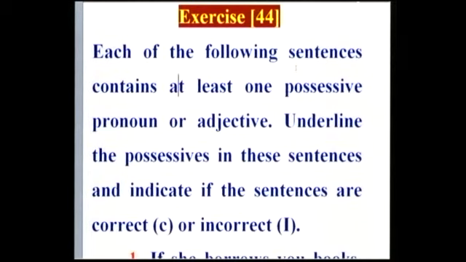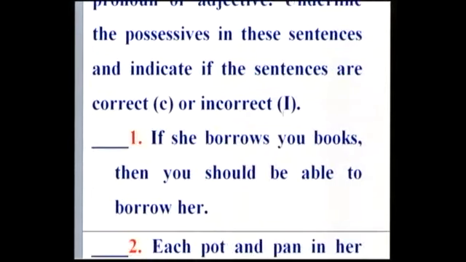Right. Each of the following sentences contains at least one possessive pronoun or adjective. Underline the possessives in these sentences and indicate if the sentences are correct or incorrect. Right. Let's look at number 1. "If she borrows you books": the word followed by a noun must be a possessive. "If she borrows your books, then you should be able to borrow her." No.